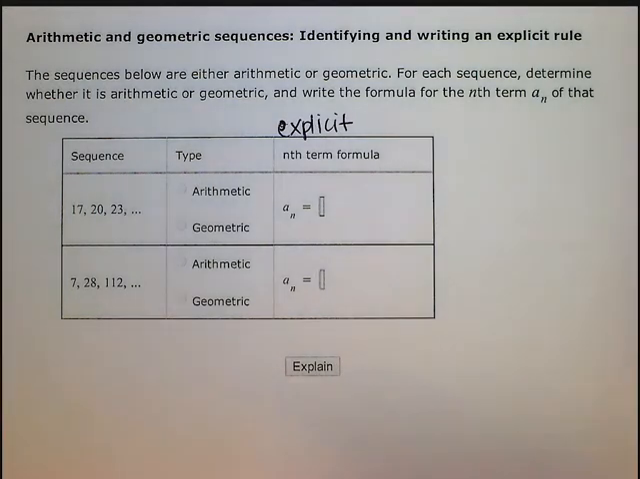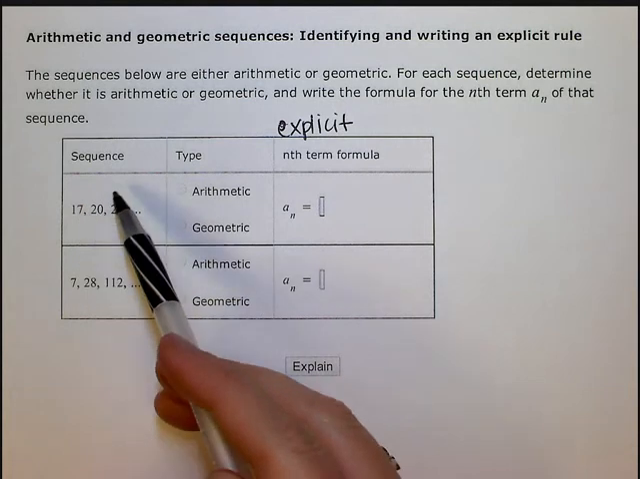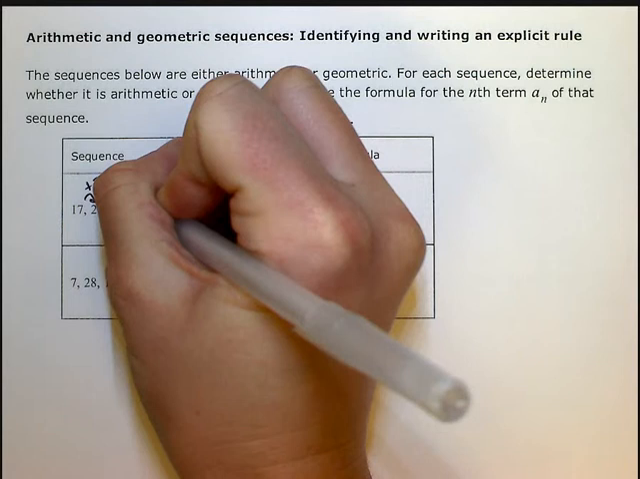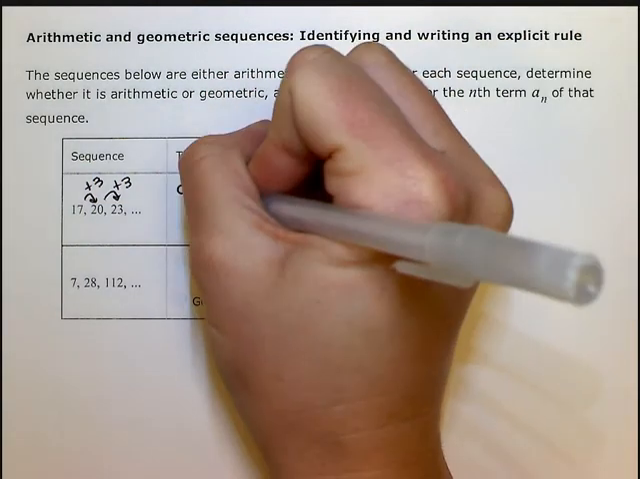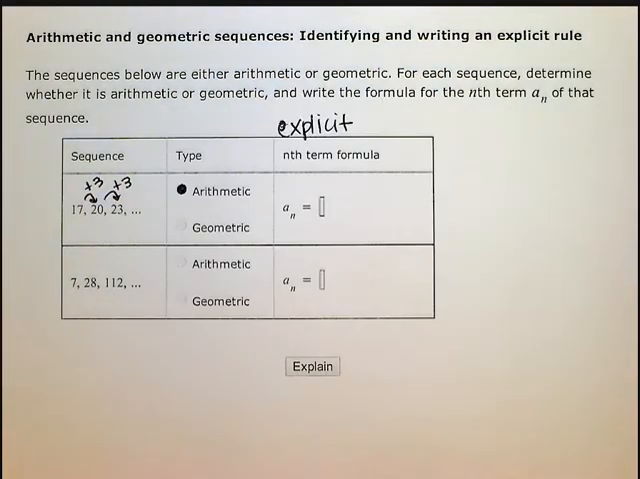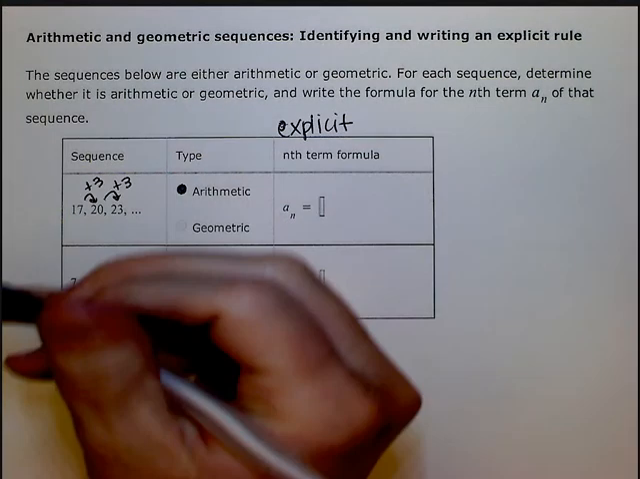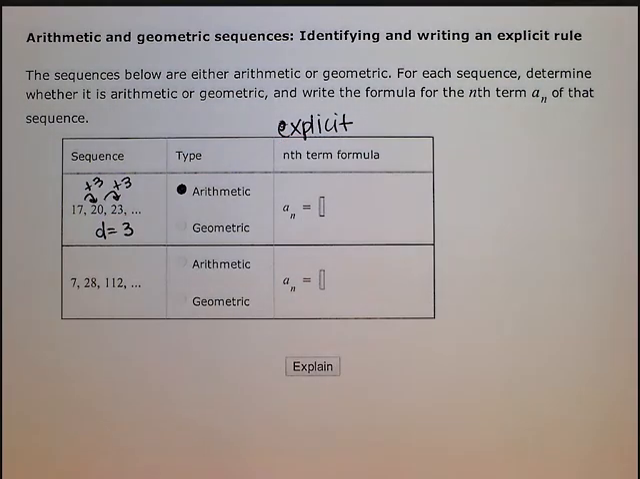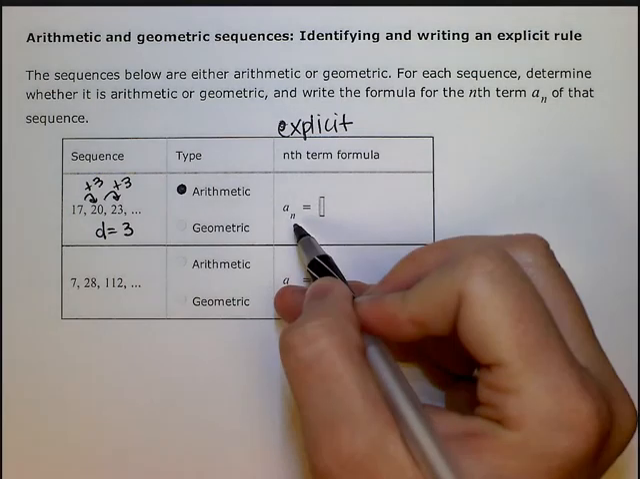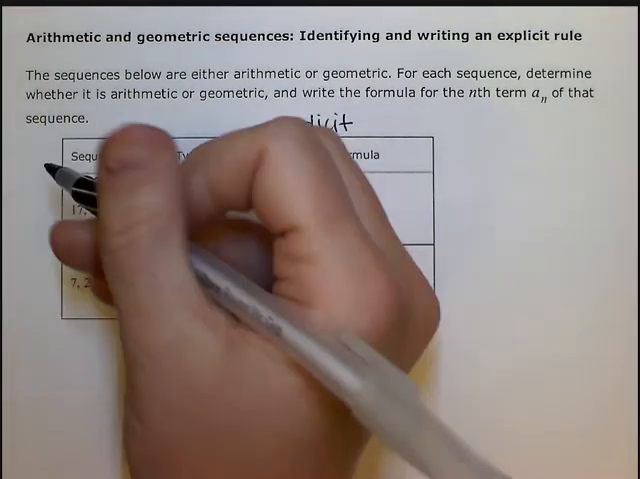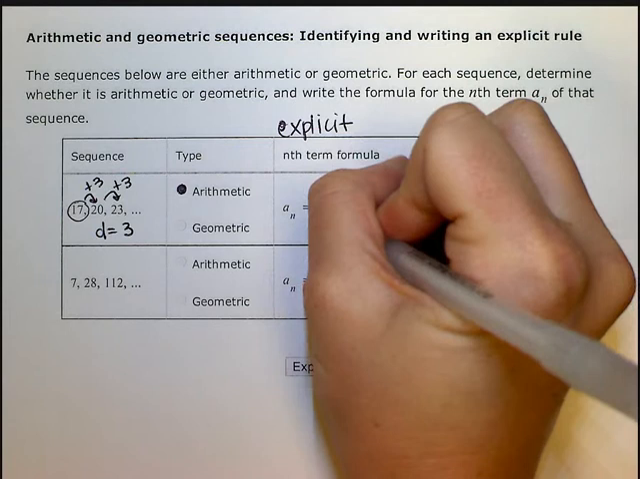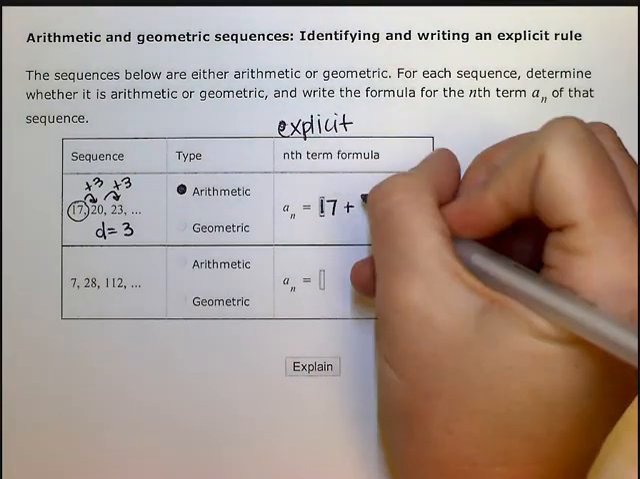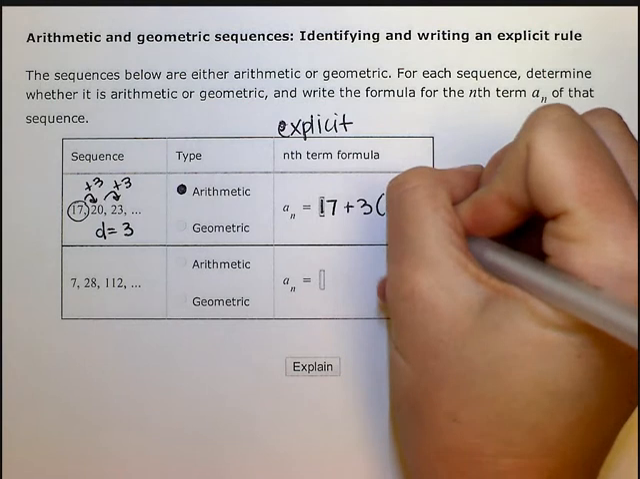So here we see 17, 20, 23. I see a pattern here of adding 3 every time, which makes this arithmetic because we're adding every time. And arithmetic means a common difference, which I'll put as 3. So to find the explicit formula, a sub n, I need to start with my starting value, which is 17, and I'm going to add my common difference, 3, multiply that by n minus 1.